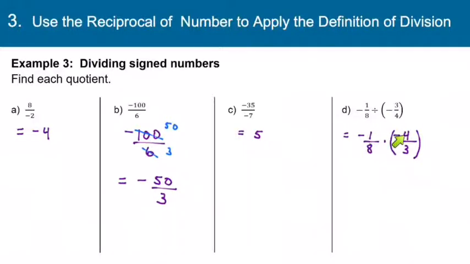Now before we multiply top times top and bottom times bottom, let's check for common factors. Here I see a 4, and in the denominator I know that 8 is 4 times 2. So let's divide both of these numbers by 4. 4 divided by 4 would give us 1, and 8 divided by 4 would give us 2. And now we're ready to multiply. Negative times negative will make a positive answer. 1 times 1 is 1 for the top number, and then 2 times 3 is 6 for the bottom number. So our quotient here comes out 1/6.